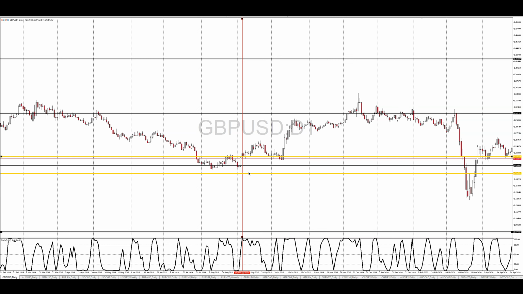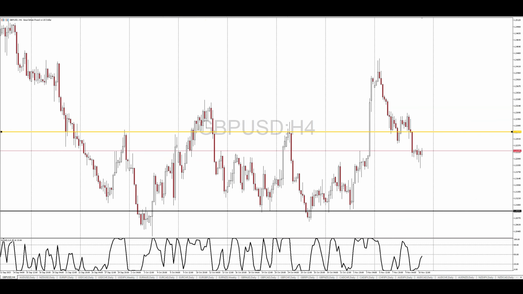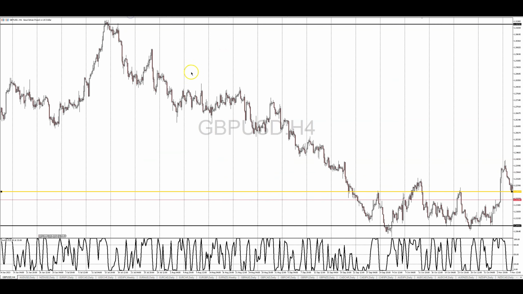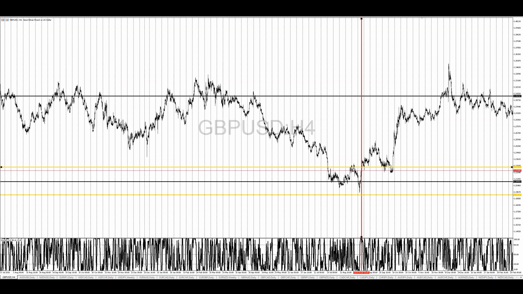But that's also a reason why we go down to the lower time frames, because it helps us with the entry. Tighten it up, button it up a little bit. Just right there. There's the trade.